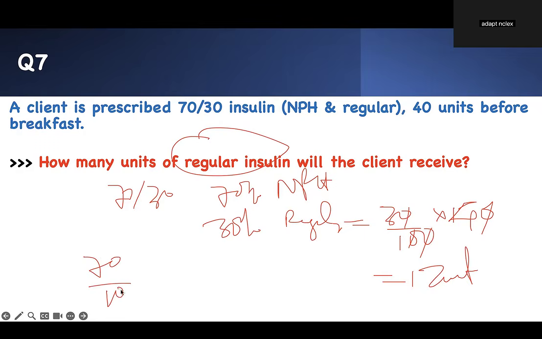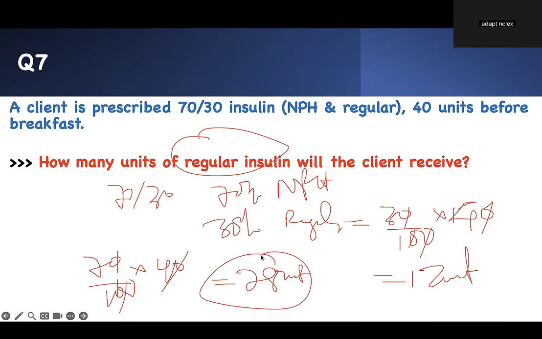The nurse is going to mix 12 units of regular insulin. NPH, you just have to find 70% of what? 40, which will give you 28 units. If you add them, it will be a total of 40 units. Therefore, the nurse is going to mix 28 units of NPH and 12 units of regular insulin to give you the 40 units. The question is asking how many units of regular insulin would the client need? Just 12. That's the right answer.